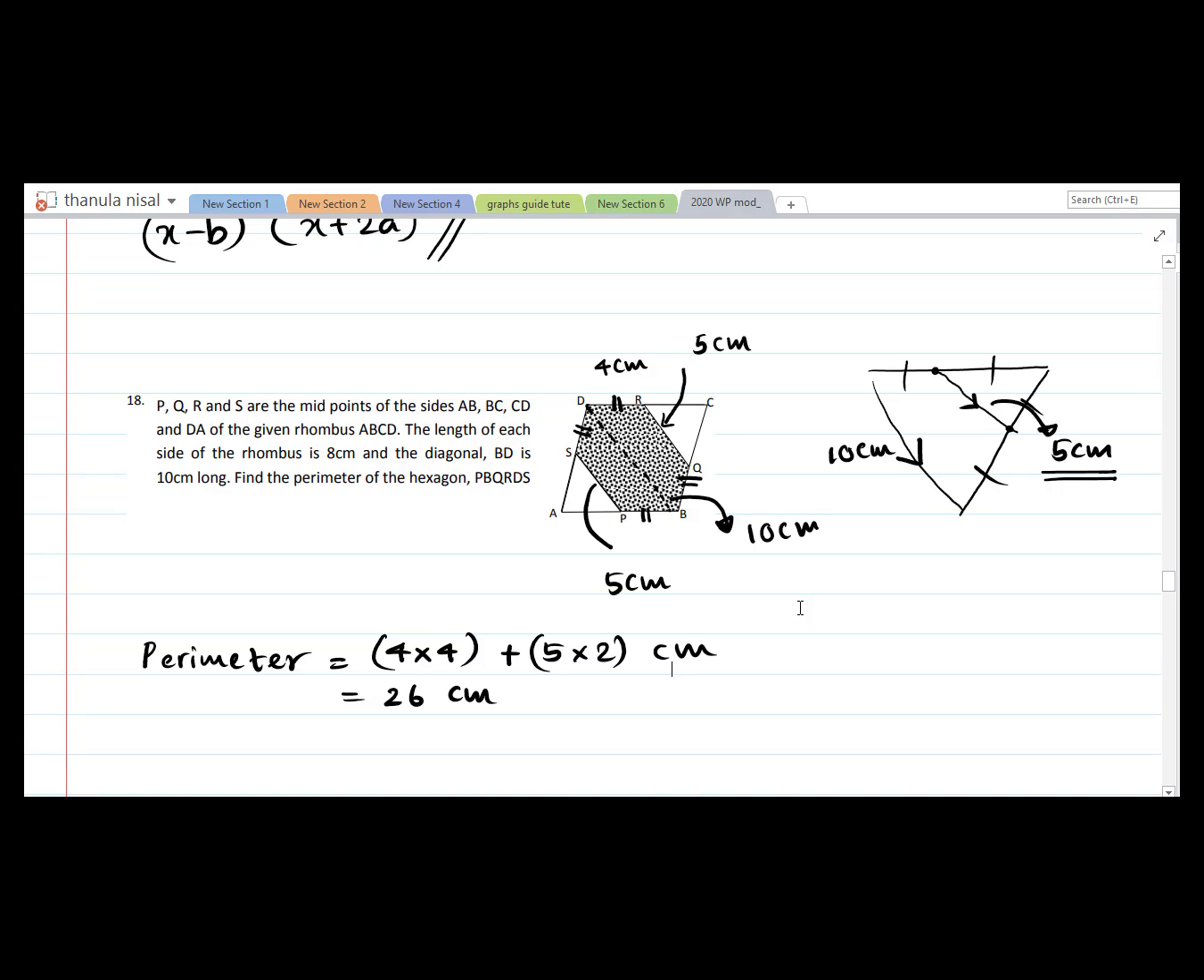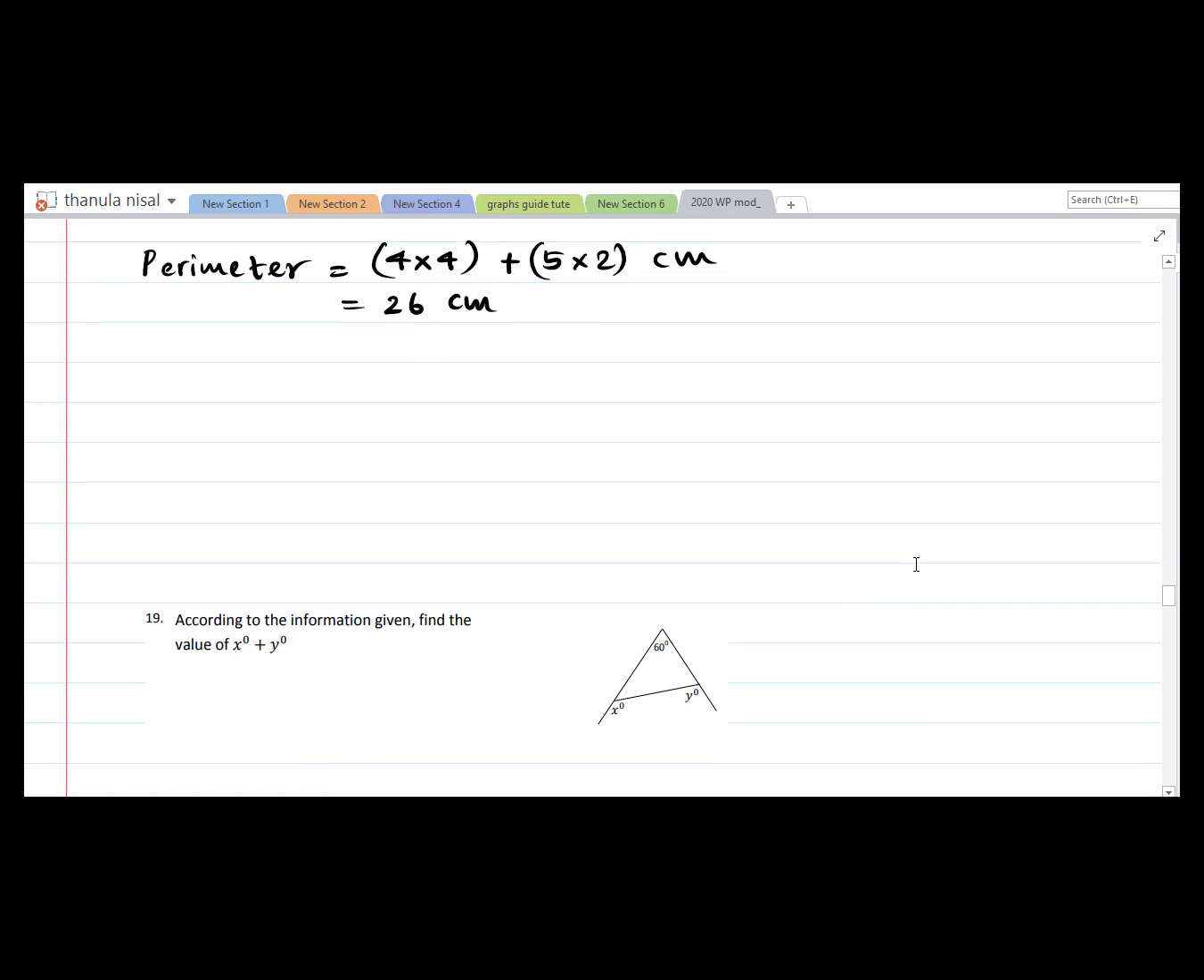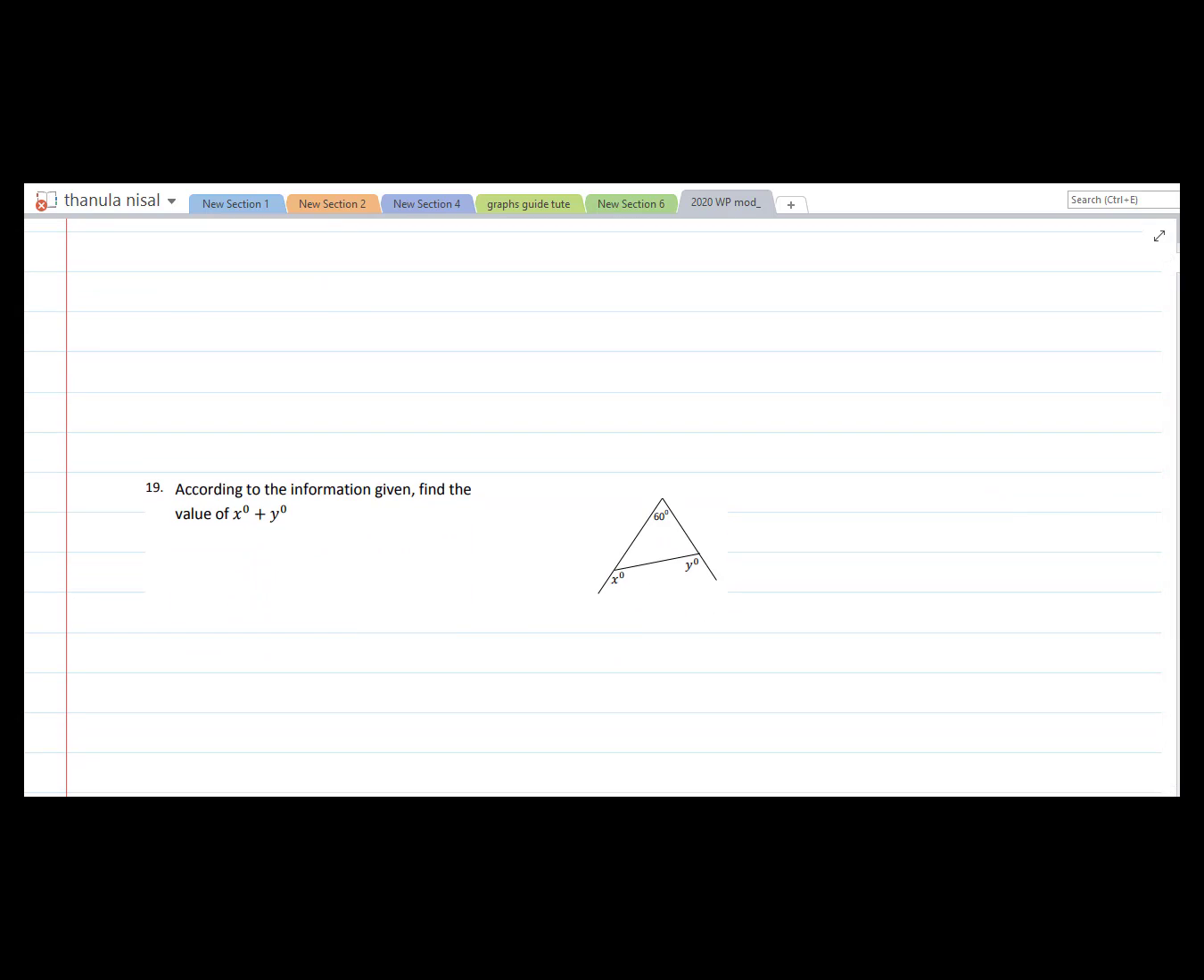See how easy it is if we know all the terms in all the theorems in correct order, correct manner, and how easily we can find out the answer. Okay, let's jump to question number 19.